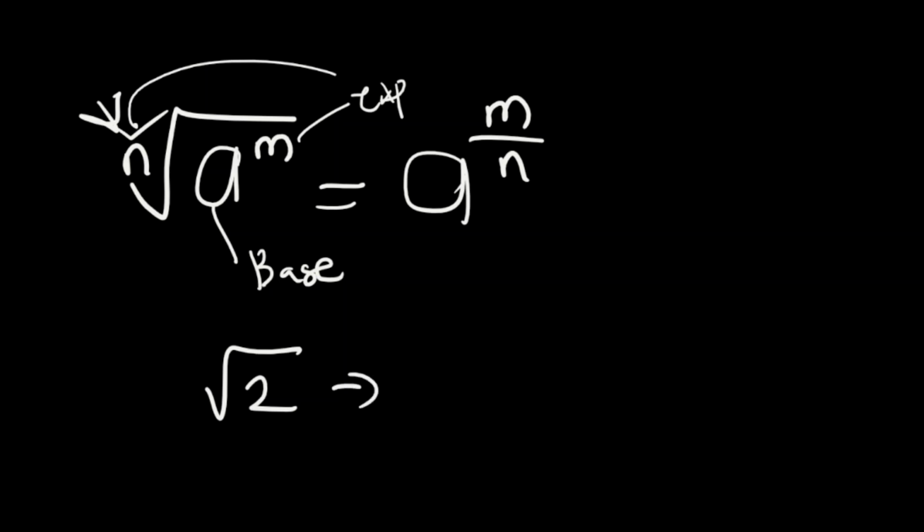Say we're having the root of 2, right? And I say write it in a different form. When I say 2 to the power, what's the power of 2? It's 1, it's there. And then what's the power of a root?